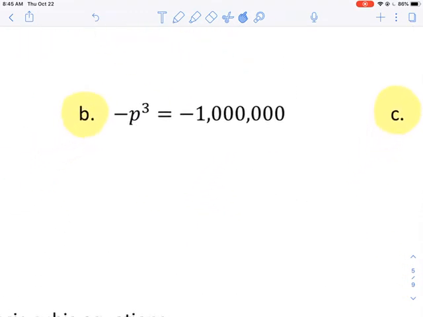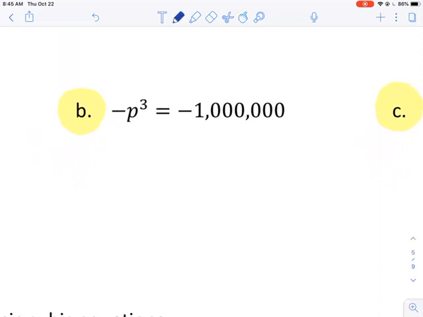Okay, this one's a little fun. Now this is actually 2 operations. If it were like this, that's something different. But this has a negative multiplied by p cubed. And the way you can tell is there's always a coefficient of a nice skinny 1, and a number next to a variable is always multiplication.